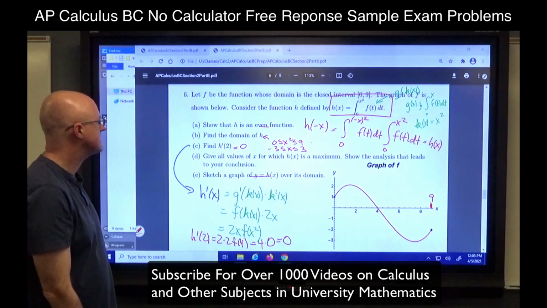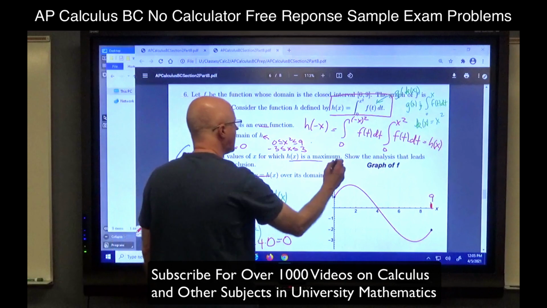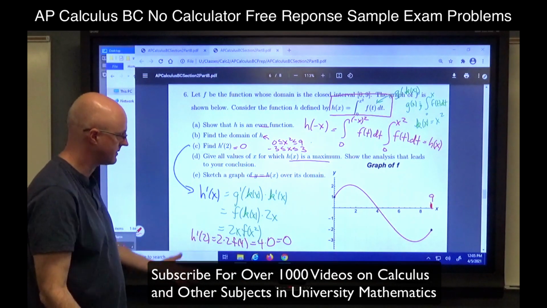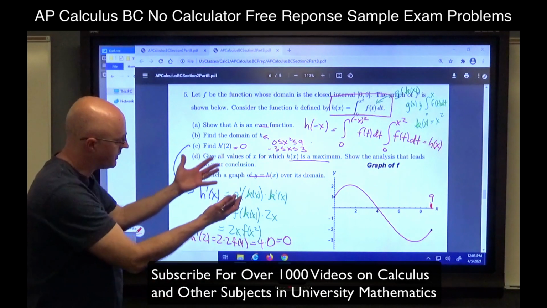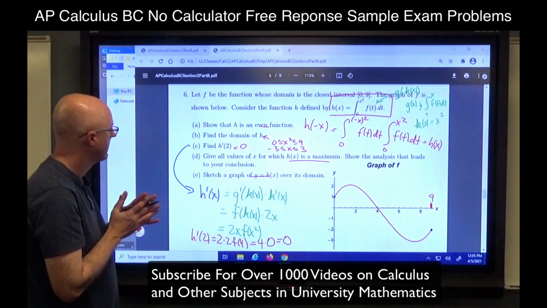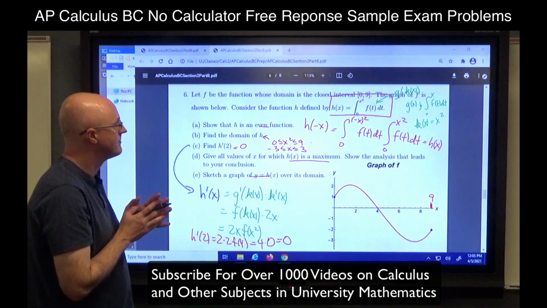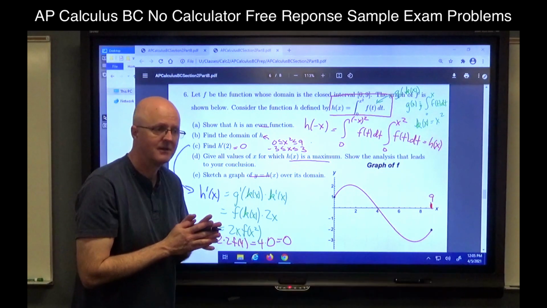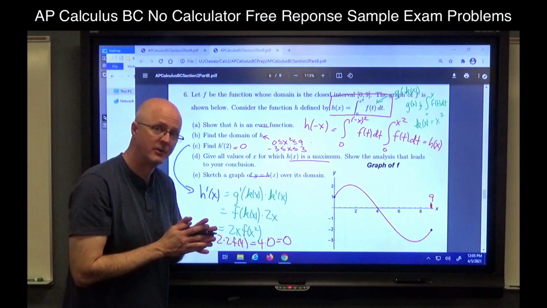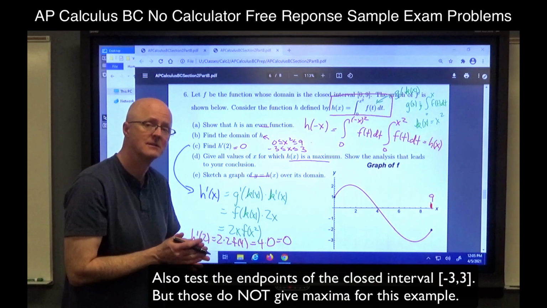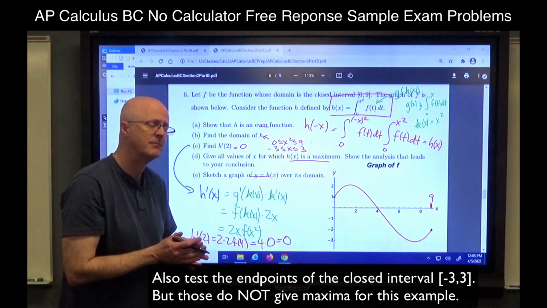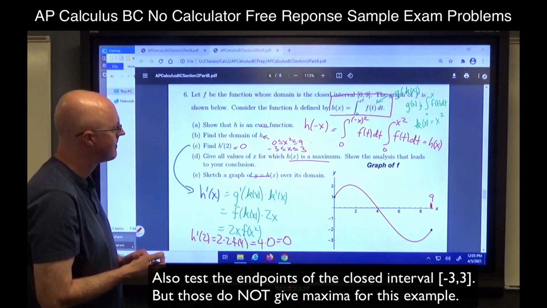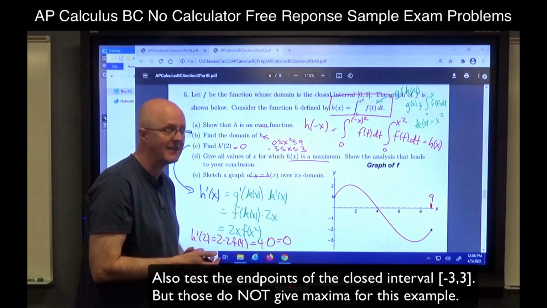Part D, give all values of x for which h of x is a maximum. Show the analysis that leads to your conclusion. So show your work. You really should show your work otherwise as well. So we need to figure out how to maximize h. How do you maximize a function? Take its derivative, set it equal to 0 to solve for the critical points, and then test those critical points. See if any give you a maximum. It doesn't say whether it's local or global. It will end up being global and local.